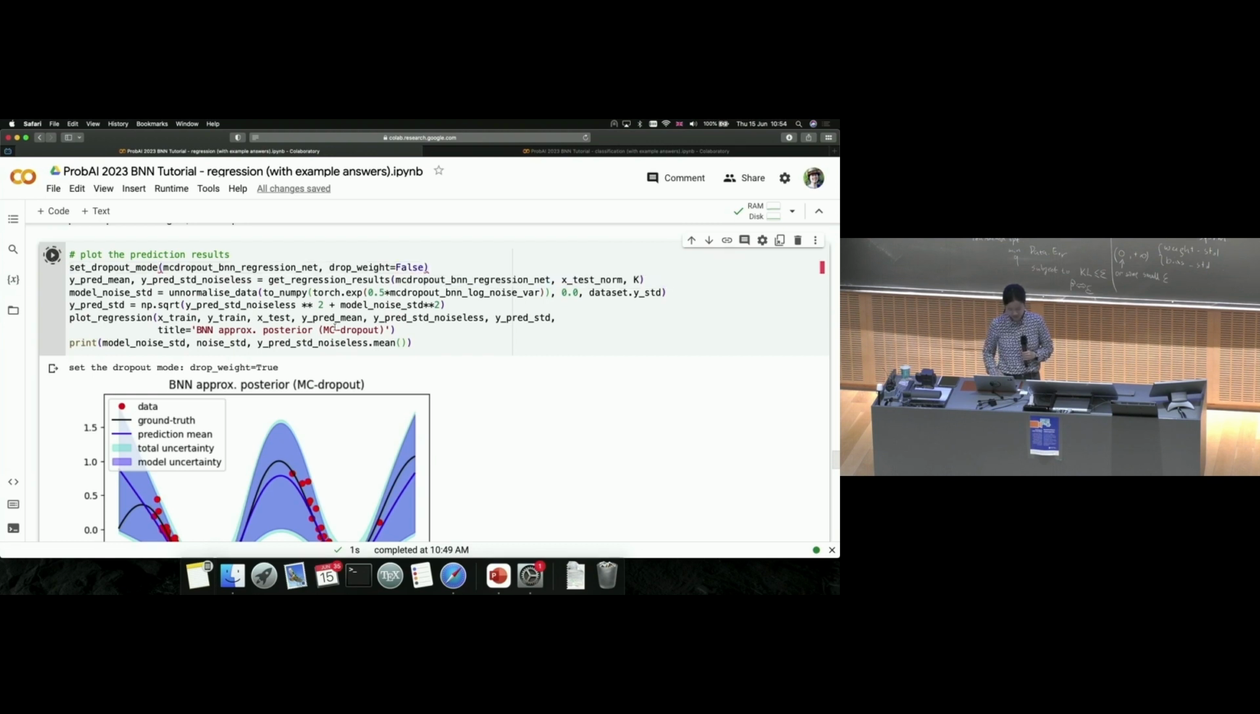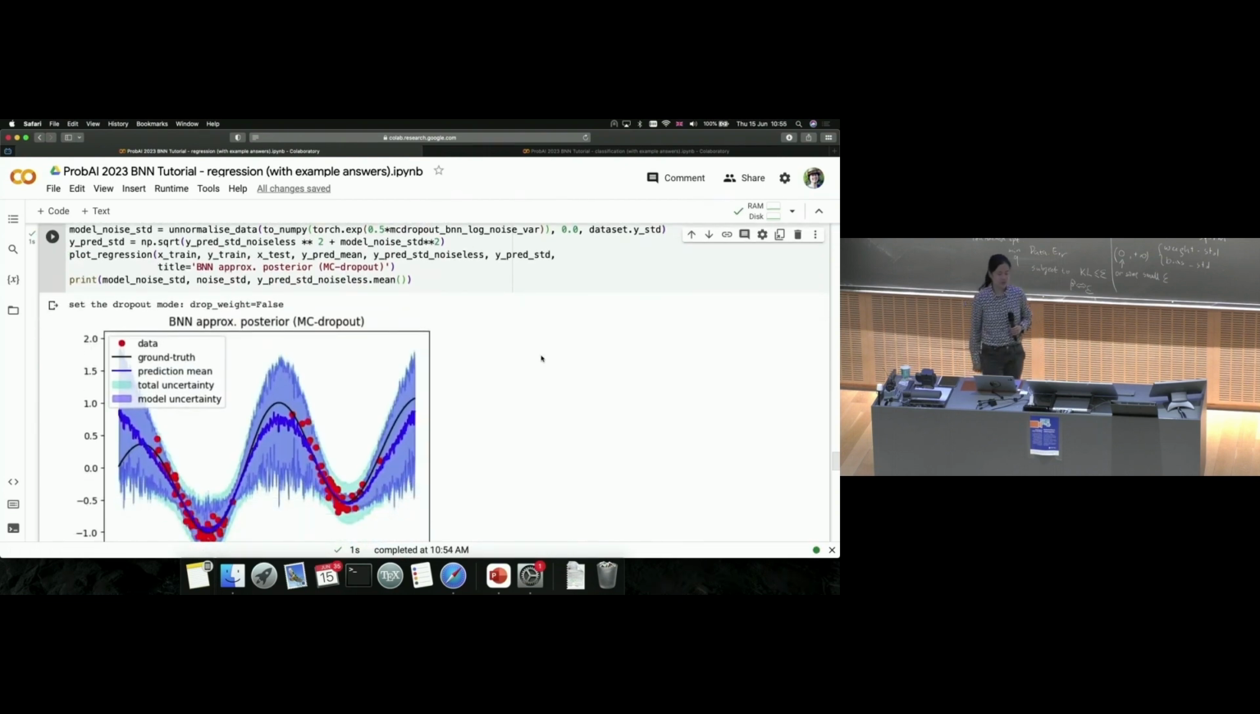Yeah, just to run it again. Okay, so qualitatively, the uncertainty still looks pretty similar, but you see this interesting wiggly thing.